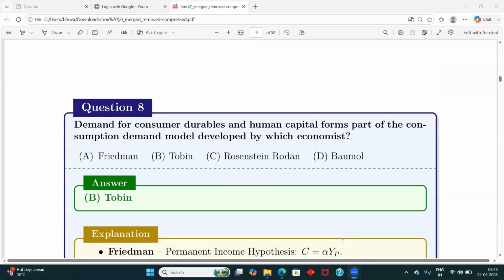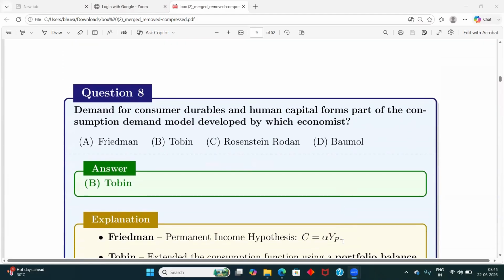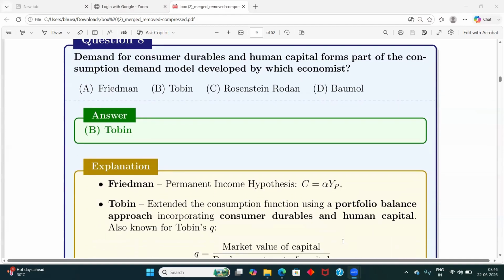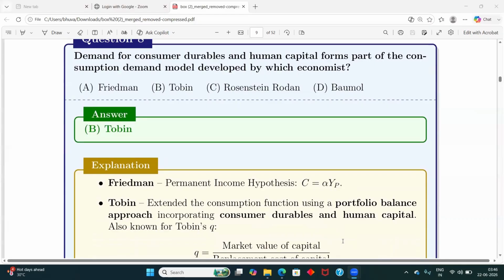Question number 8. Demand for consumer durables and human capital forms part of the consumption demand model developed by which economist? A. Friedman, B. Tobin, C. Rosenstein-Rodan, and D. Baumol. So Friedman is known for the permanent income hypothesis. Consumption is equal to permanent income with alpha as the marginal propensity to consume.